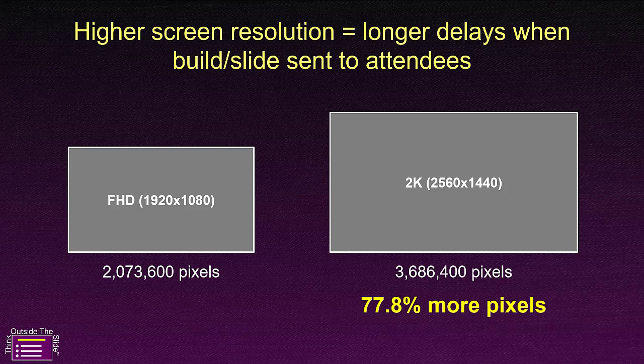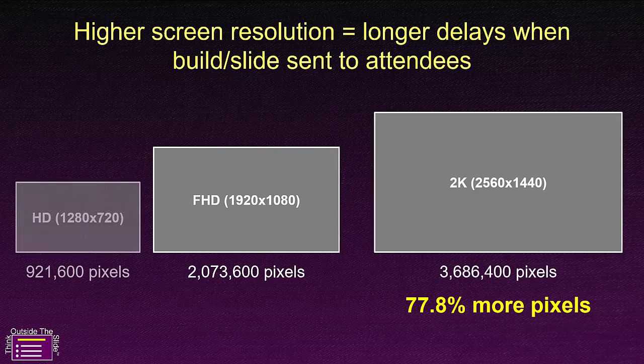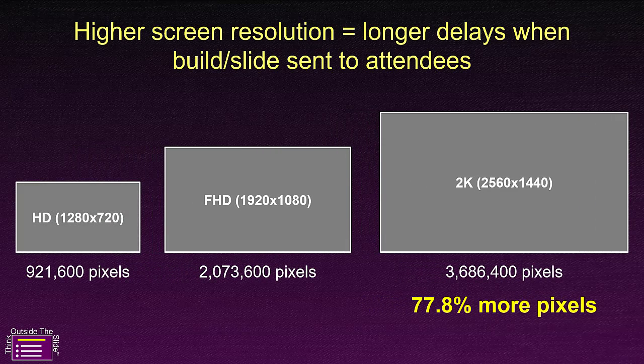So when you're selecting your screen to use, select a lower resolution. You may even want to consider selecting a regular HD screen, which would be 1280 by 720. Many older screens or older TVs actually have this resolution, and it has 55.6% fewer pixels than the full HD. Again, this is going to make it faster for your attendees to see every build or new slide that you display. So be careful in selecting the screen that you're going to use, and select a lower resolution screen than the high-res screen that you might use when working on your slides.